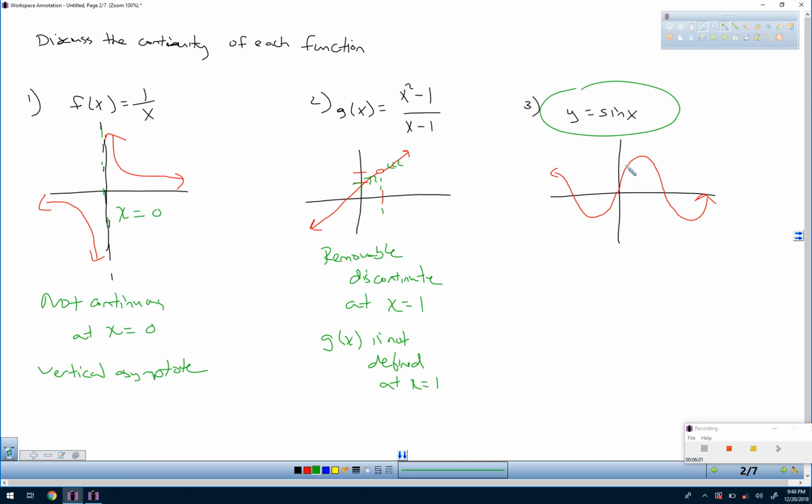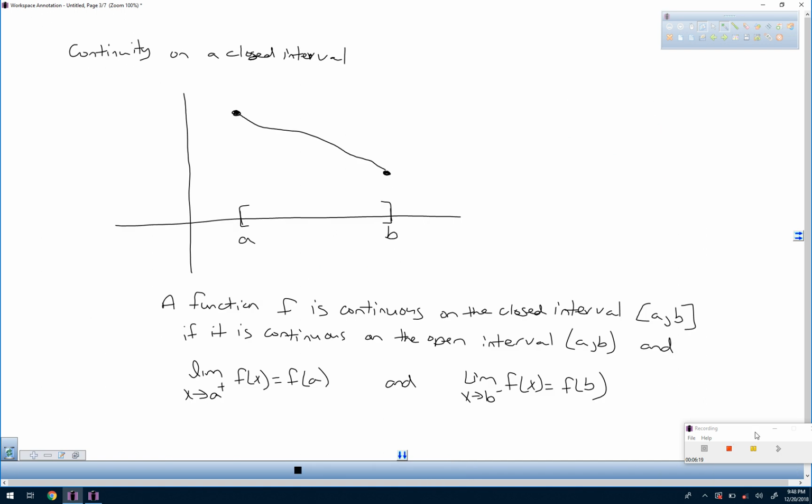Number 3 is the only one that is continuous for basically the entire function. Sine of x is a periodic function. It ranges from positive 1 to negative 1. It just oscillates between those two values. There's no holes, there's no gaps. Definitely continuous for the entire domain. All right, keep on going.